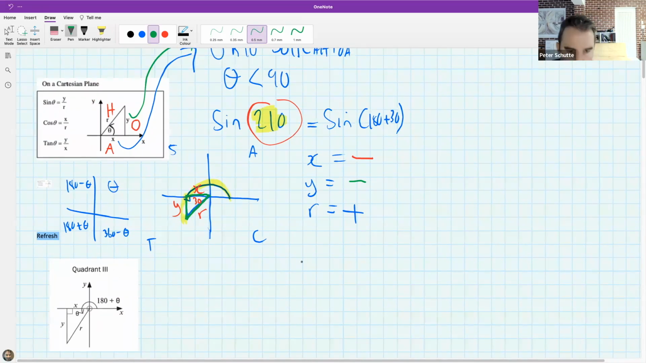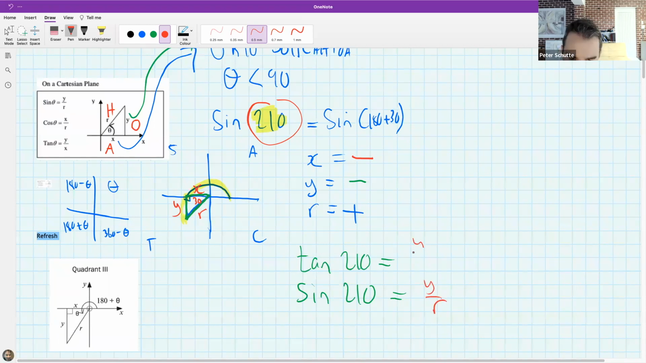Okay, so what I want to show you now is, is the tan of 210 positive or negative? Is the sine of 210 positive or negative? Looking at the definitions, sine is y over r, and tan is y over x. Sorry, I had it the wrong way around. In this quadrant, y is negative and x is negative, and a negative divided by a negative is positive. Whereas for the sine of 210, y is negative and r is positive, so that ends up being negative.